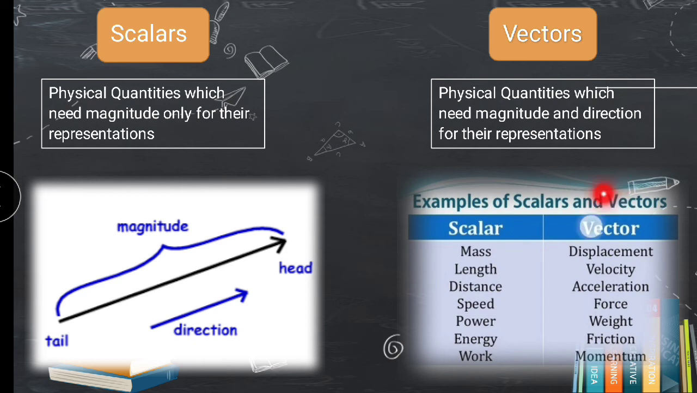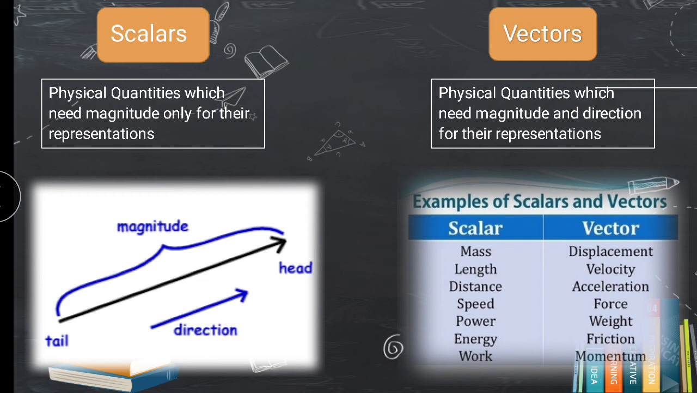Now we are moving toward the vectors. These are the different examples of vectors: displacement, velocity, acceleration, force, weight, friction, momentum. These are examples of vectors, right? Now we are going to take one example of a vector. Suppose we are taking force, right?